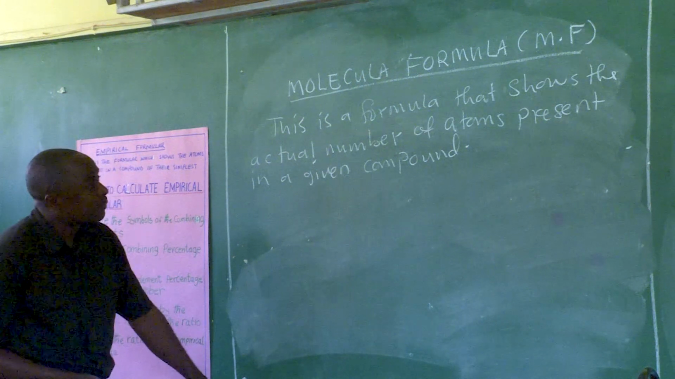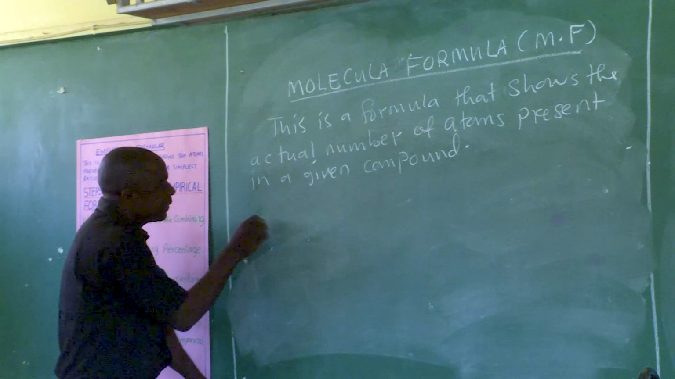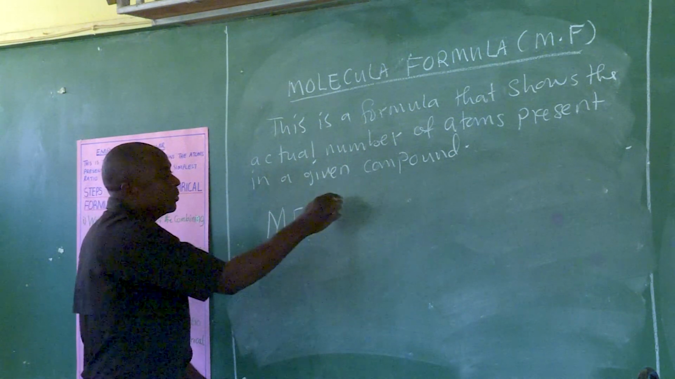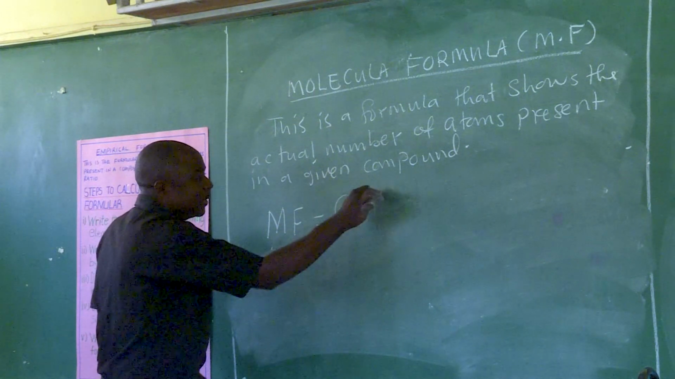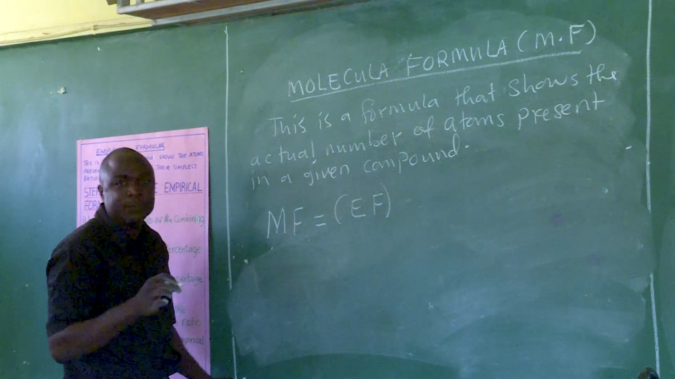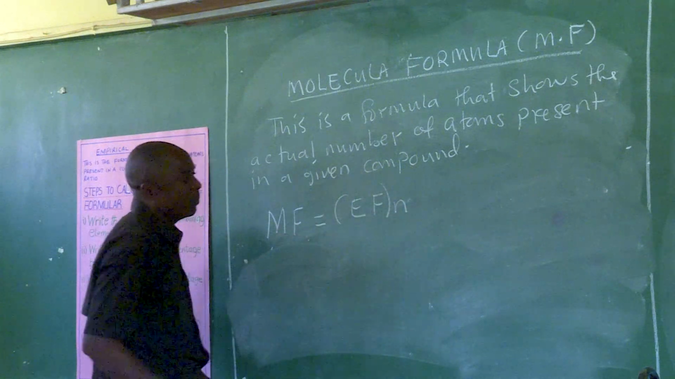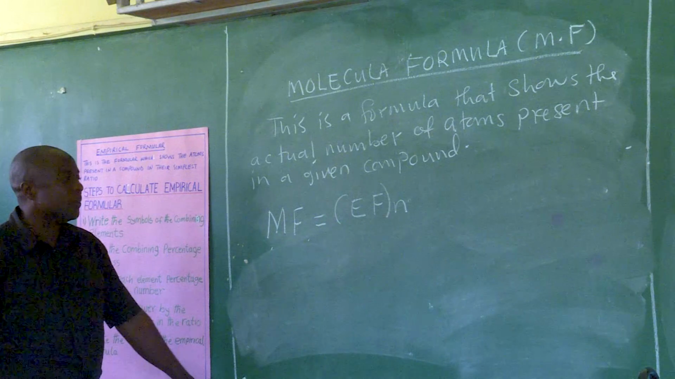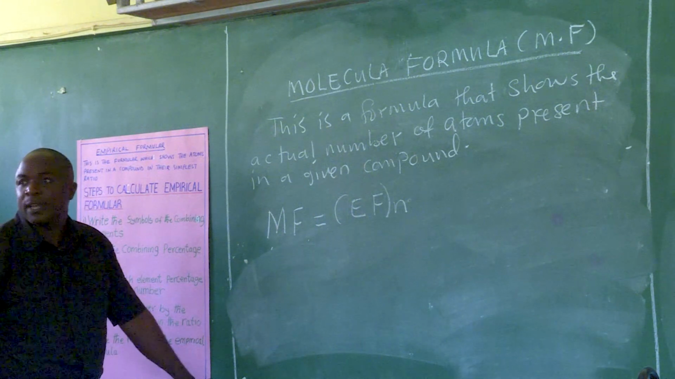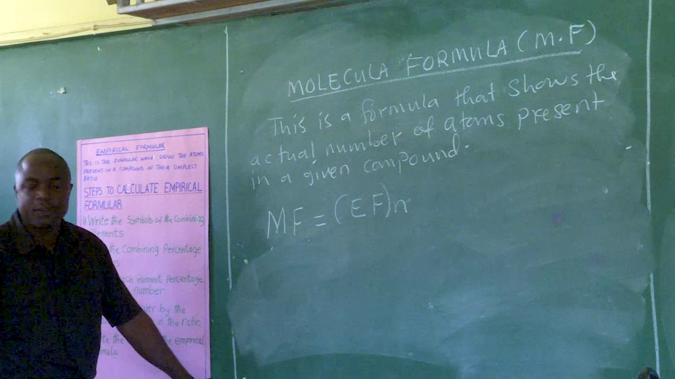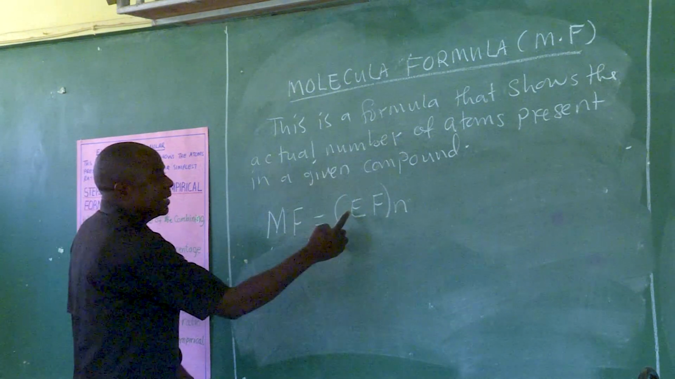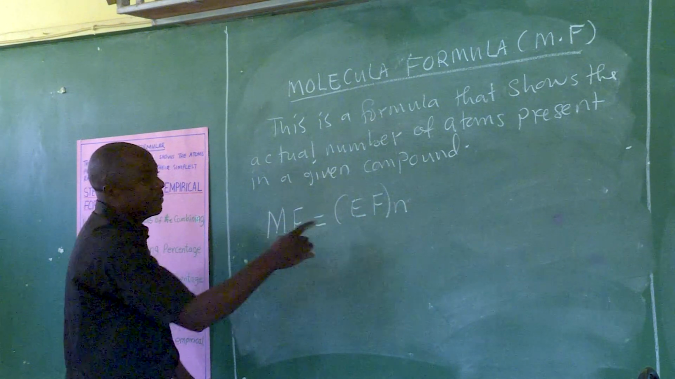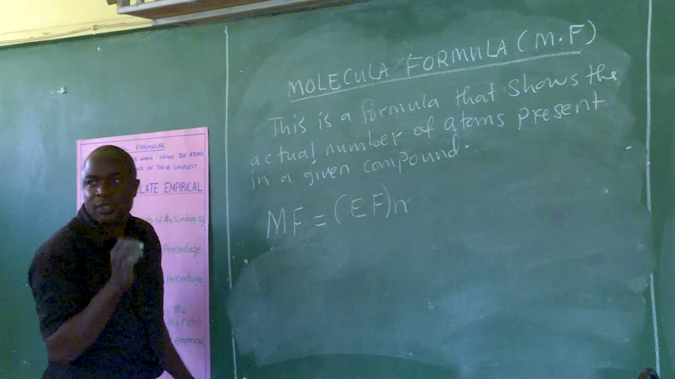Okay? Now, to find the molecular formula, we use the formula: molecular formula is equal to empirical formula multiplied by the multiple whole number n. That is the formula we use to find the molecular formula. Okay? Now, we know what EF stands for. It's the empirical formula. Yes. This multiple whole number, we have to calculate.